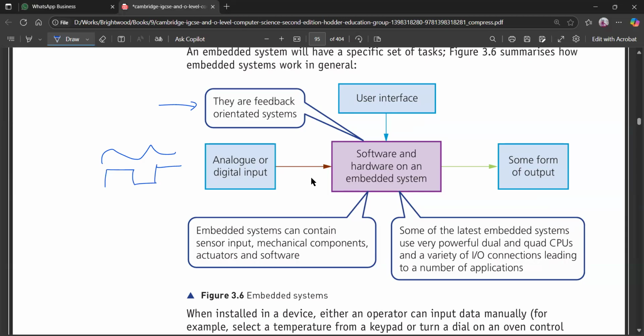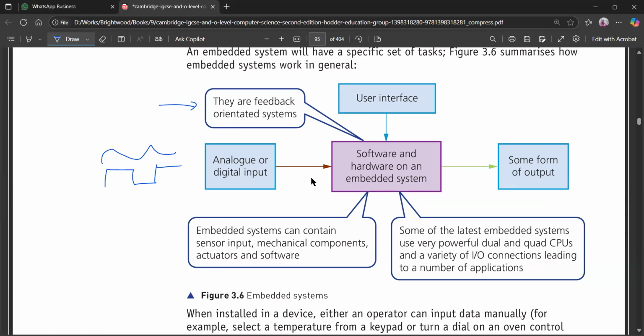And what can an embedded system contain? It can contain sensor input, mechanical components, actuators, and software. This embedded system can contain sensor input, mechanical component, actuators, and software.